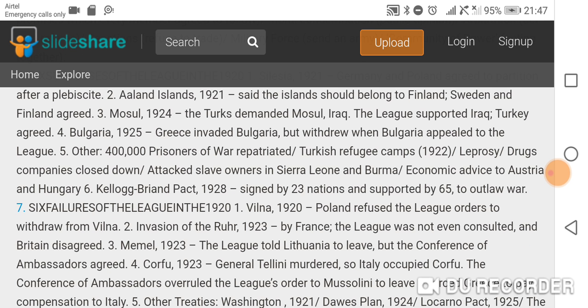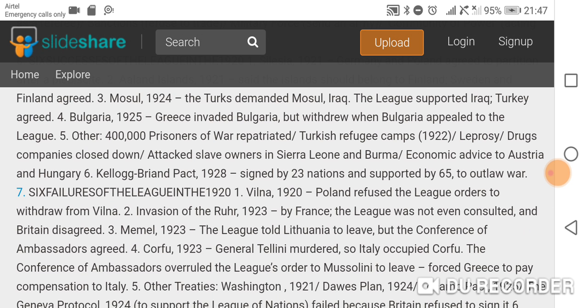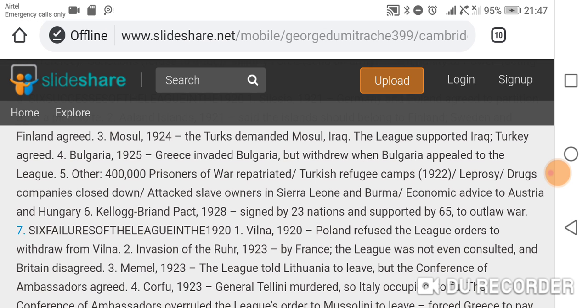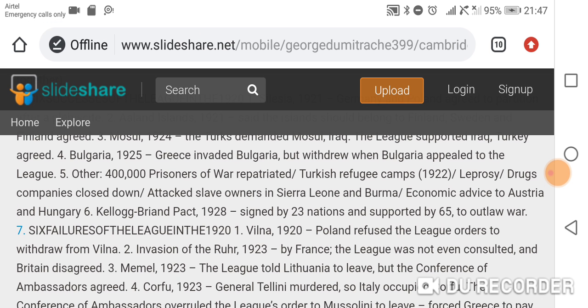And then we'll just go through quickly some of the other successes of the League. We see that 400,000 prisoners of war were repatriated, and we'll find that in 1922, in Turkey, refugee camps were set up. Then we also noticed that leprosy and drug companies ended up closing down. And then there was also the attack of slave owners in Sierra Leone and Burma. And then we also see that the League gave economic advice to Austria and Hungary. And then the sixth success of the League that we look at is the Kellogg-Briand Pact of 1928, which was signed by 23 nations and supported by 65. And this pact sought to outlaw war.